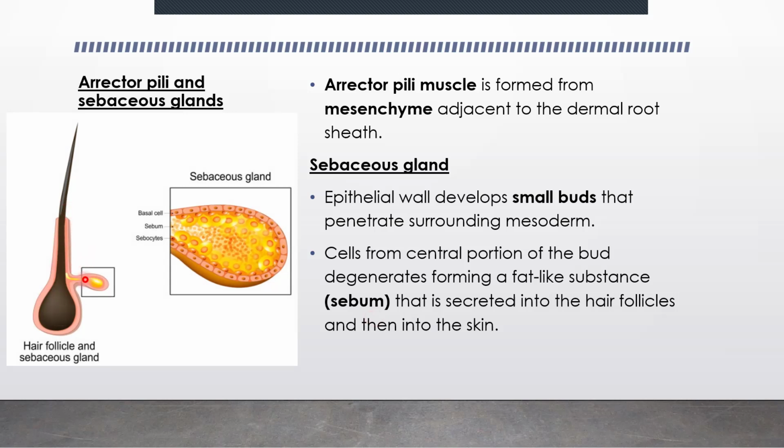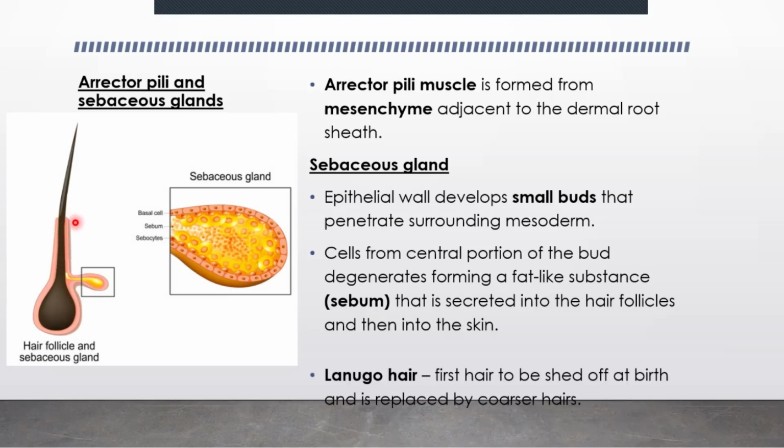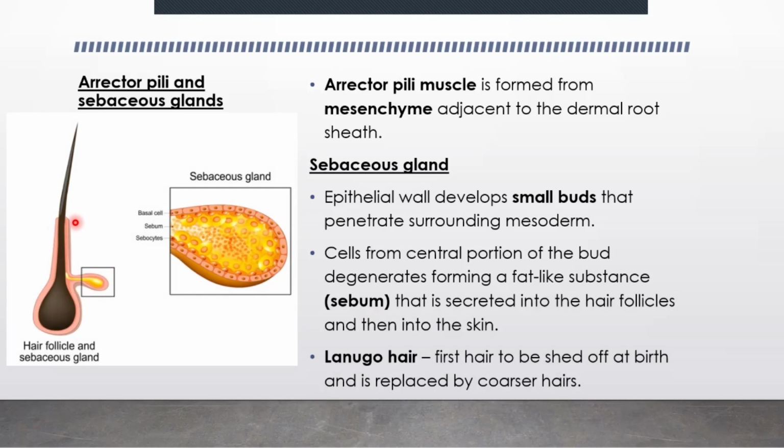So we have a horizontal penetration of the mesenchyme by these small buds. Then the small buds will develop into the sebaceous gland, from which the sebocytes will degenerate, forming fat-like substances, of which the sebum will be secreted into the hair shaft and then the skin surface. Just to wrap it up, the functions of sebum are antiseptic functions and preventing the skin from drying.